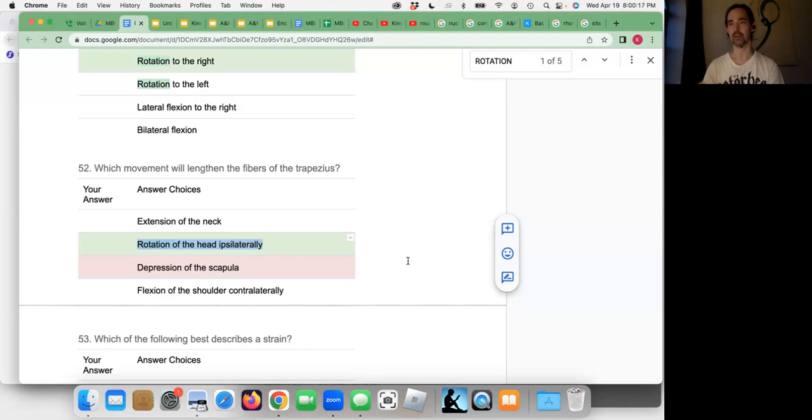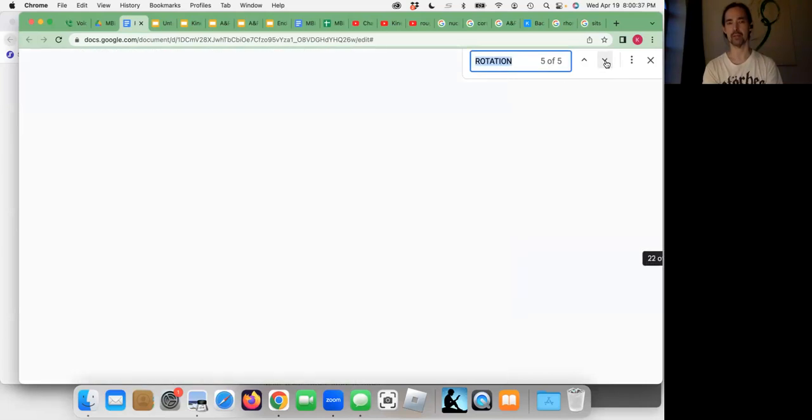This is a case where I'm learning, and it's also an opportunity for everybody to learn, right? So rotating toward the right lengthens the fibers of the upper trapezius. Some of these 3-part muscles can be a little tricky because one part can shorten while another part lengthens. But yeah, it's rotation of the head ipsilaterally. Let's see if we can find another.